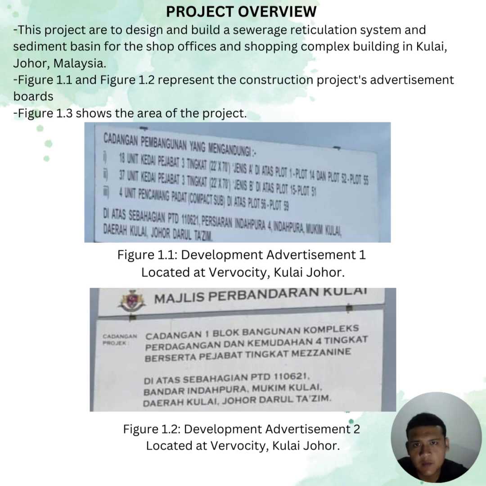So, this project is to design and build a sewage reticulation system and sediment basin for the shop office and shopping complex building in Kuala Johor, Malaysia. Figure 1.1 and Figure 1.2 represent the construction project's advertisement box. Figure 1.3 shows the area of the project. Below is the development advertisement for 1 and 2, located at City, Klejo.